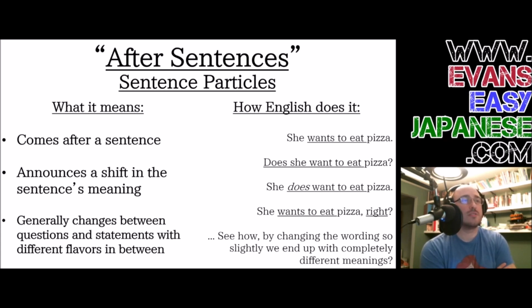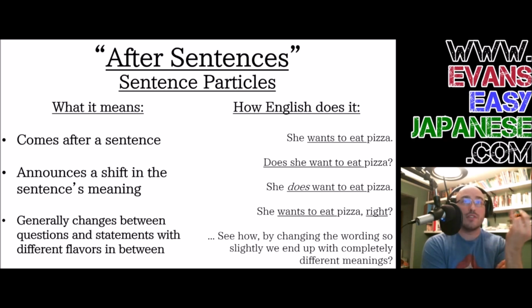And generally they change between questions and statements, or different flavors in between those two. So for example, in English, notice how we have the sentence, she wants to eat pizza, right? Pretty basic sentence. Notice how in order to make it a question, we have to suddenly invent the word does. And then the S comes from the word want. So does she want? Notice the wants. In the original sentence it says she wants, but in this sentence it says does she want? The S goes away because it's part of the does. Does she want to eat pizza?